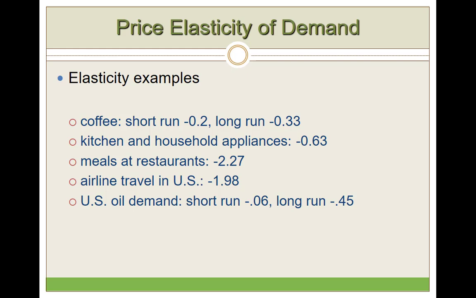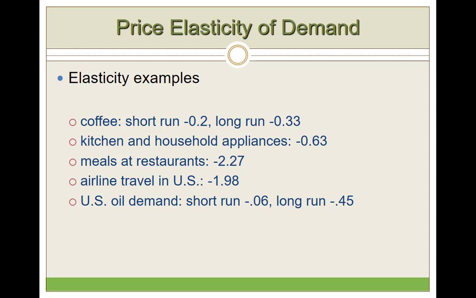Kitchen and household appliances are inelastically demanded. Meals at restaurants are very much elastic. When the prices go up there, we would rather cook at home. We have substitutes, in other words. For this, it's rare, coffee or kitchen appliances. Air travel, the elasticity is quite high here. You can drive in the US especially. Driving is not out of fashion there.